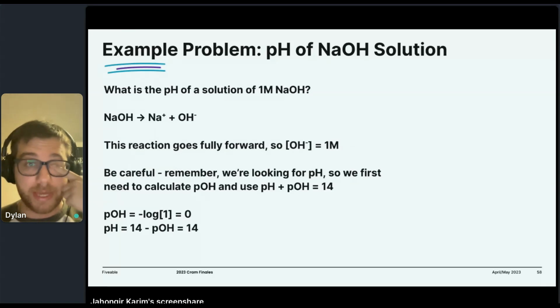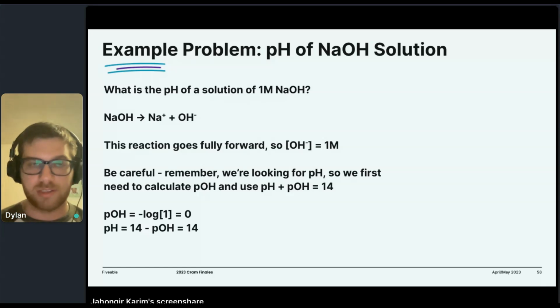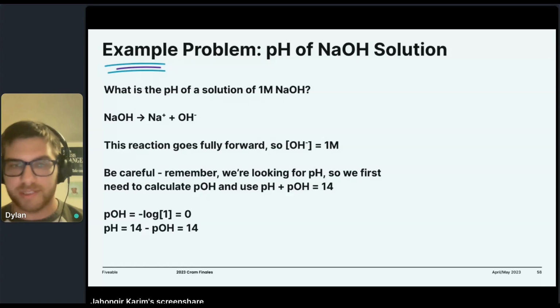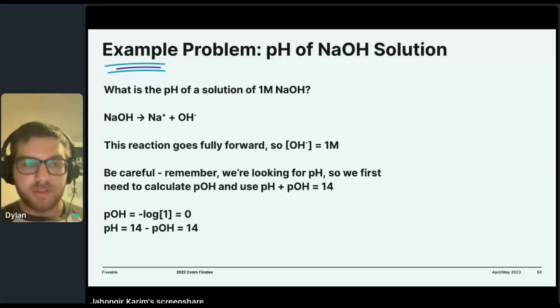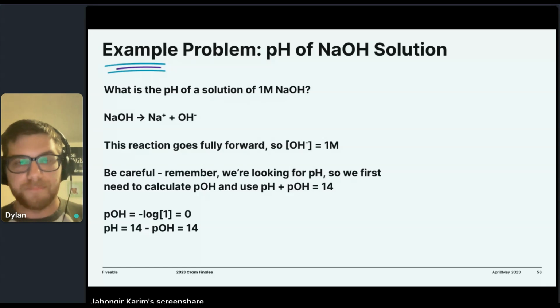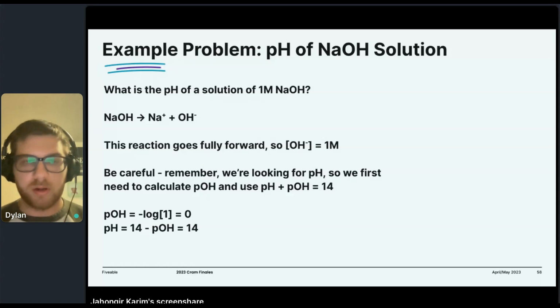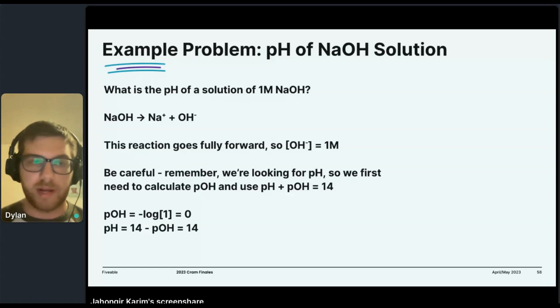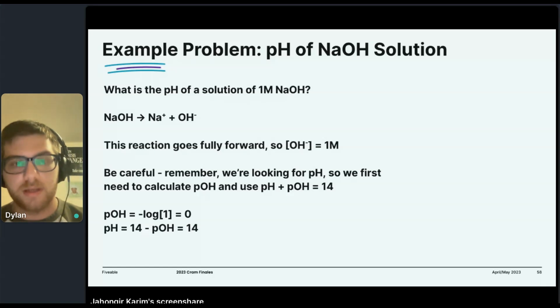Similarly, we can look at the pH of a basic solution, in this case, sodium hydroxide. In this case, the question is asking, what is the pH of a 1 molar solution of sodium hydroxide? Once again, sodium hydroxide will fully dissociate in water into Na+ and OH-. So that 1 molar NaOH is going to turn into 1 molar Na+ and 1 molar OH-, and therefore our OH- concentration is 1 molar.